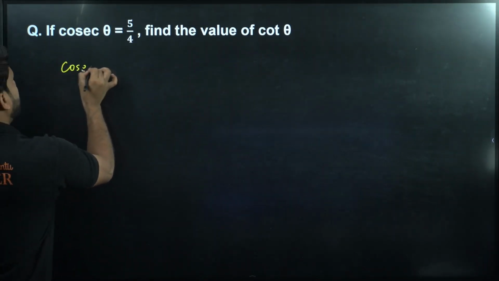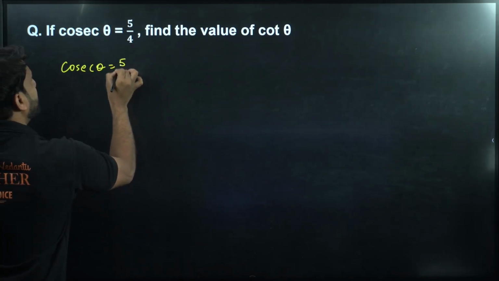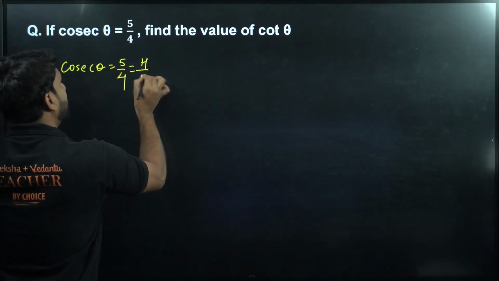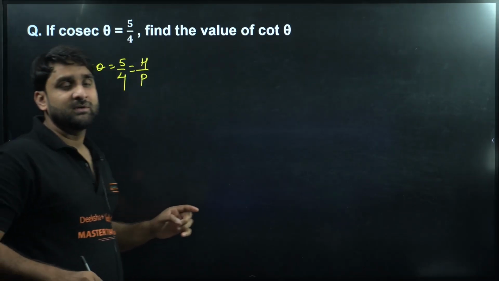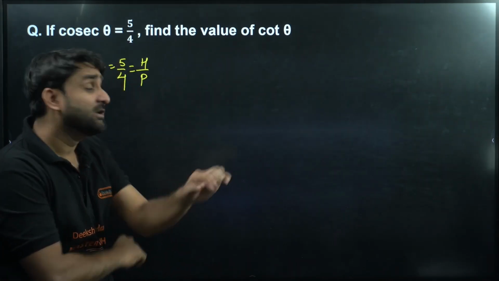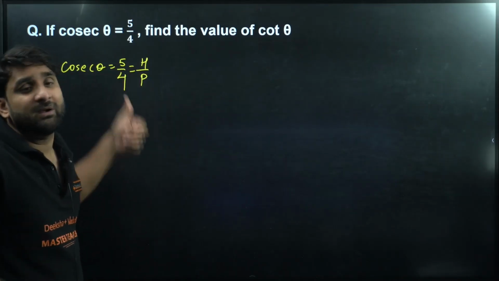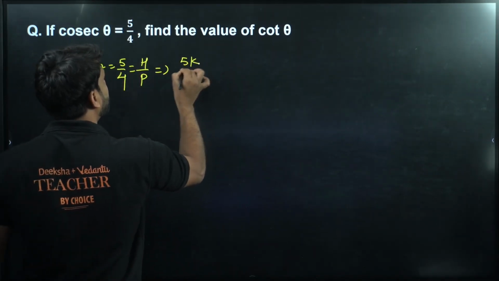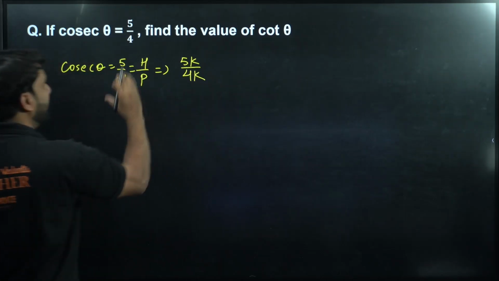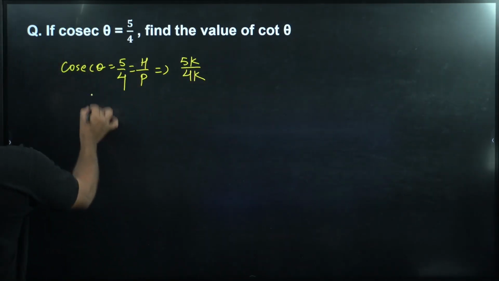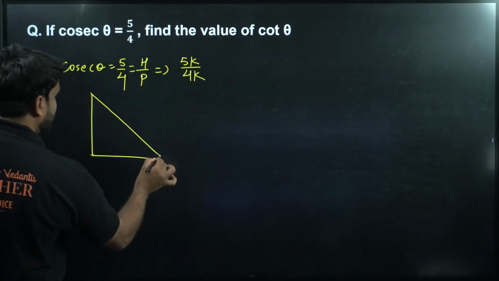So my dear champion, if cosec theta is 5 by 4, do you know cosec theta is equal to hypotenuse by perpendicular? I hope you remember this. How? Sin theta is what? Perpendicular by hypotenuse. So cosec is the reciprocal, so it will become hypotenuse by perpendicular. So we can write this as 5k and 4k because this is given in ratio. So we need to take a value here that will be cancelling there. Now draw a triangle.